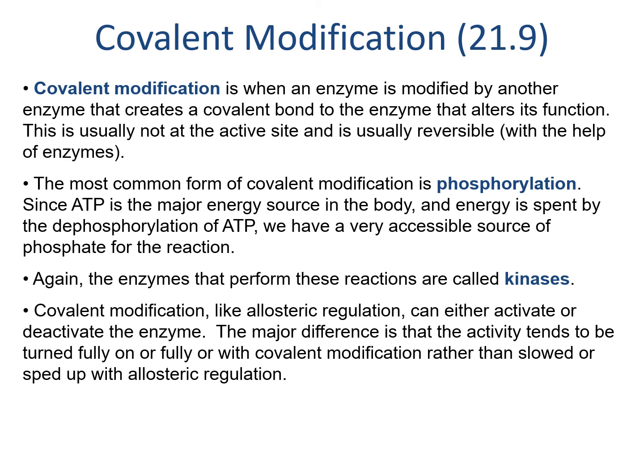Those enzymes are called kinases because kinases are the transferases that move phosphate from one molecule to another, in this case from ATP onto an enzyme. Again, covalent modification can change the rate of an enzyme either up or down. It depends on the enzyme.